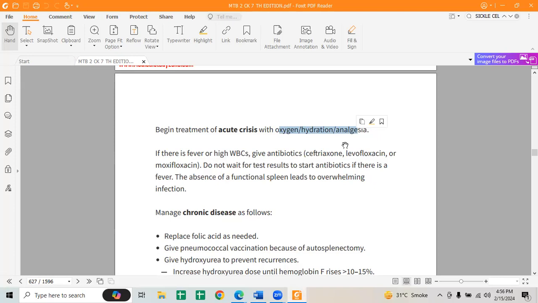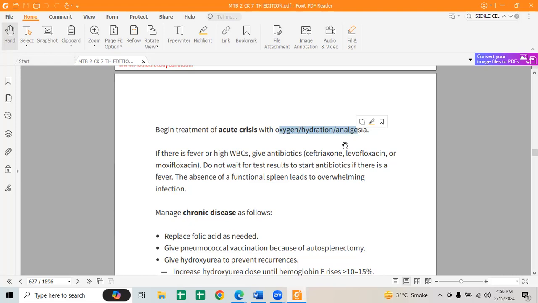If they ask you in the exam whether you first give oxygen, hydration, or analgesics, what will you do? Tell hydration. Hydration is number one, which reduces the sickling process. Analgesic will not reduce the sickling process. Oxygen will not reduce the sickling process. The sickling process is reduced by hydration, because when you give more fluid, the sickle cells get diluted. Where sequestration occurs, where cells collect in one place, with more fluid they get diluted and get away. Then perfusion will be better, oxygenation will be better. You got it? So hydration is very important.